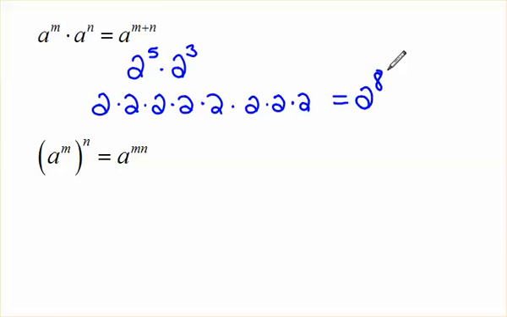A long time ago, they did this many, many times and discovered the pattern that anytime you're multiplying like bases, all you have to do is add the exponents. And that's what this rule says. When you're multiplying like bases, you add the exponents.